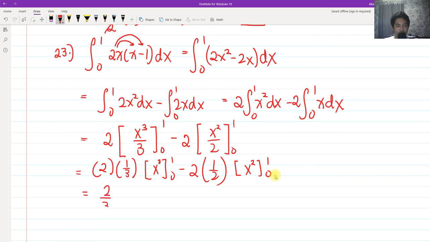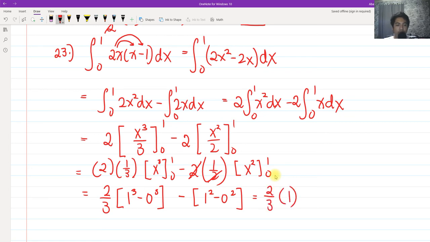So we have 2/3. Then distribute the limit. So we have 1 cubed minus 0 cubed. We know that this cancels, so that we have 1 squared minus 0 squared. So what will happen is that we have 2/3 times 1 cubed, which is 1. 0 cubed is still 0. So we have 1 minus 1 squared is what? 1 squared is 1, and 0 squared is 0. So technically, we have 2/3 minus 1.